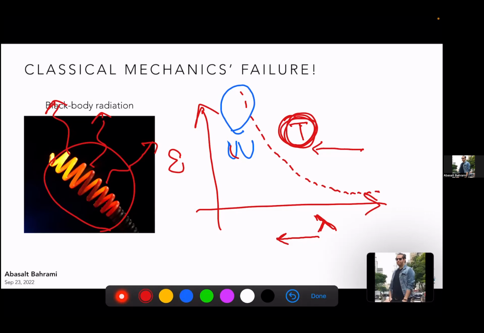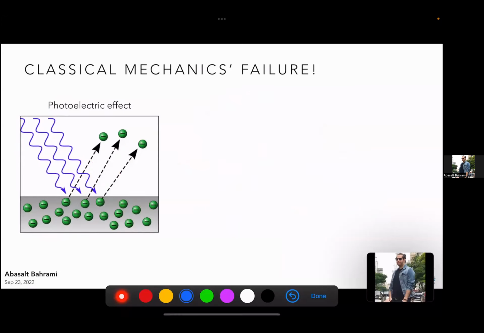The proper picture should be something like this. It comes up here and then it goes down. For example, the spectrum from the Sun will be something like this. Here was the point that classical mechanics could not explain, because according to classical mechanics, it should go higher and higher at the energies, but quantum mechanics predicted very well that it should decrease here. So this is one of the failures of classical mechanics.